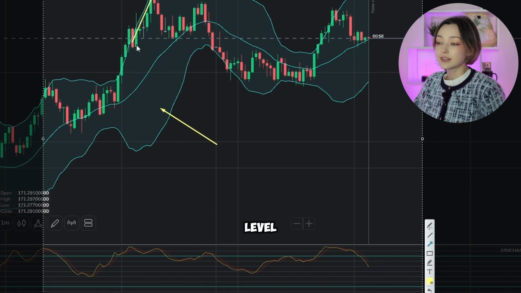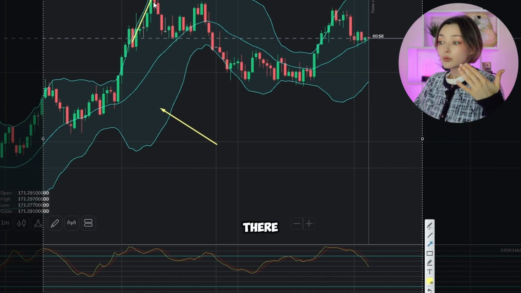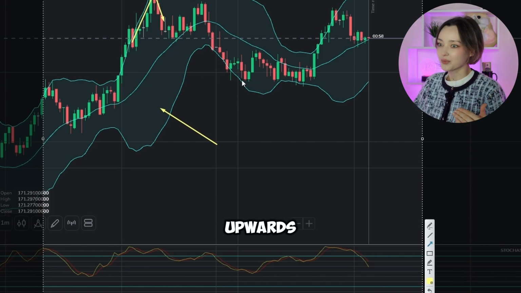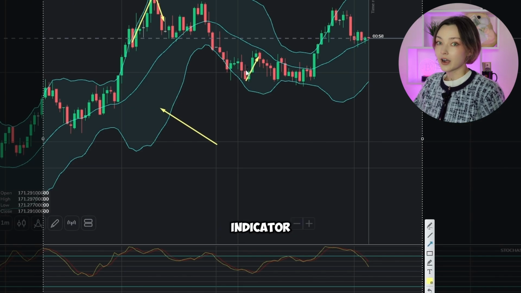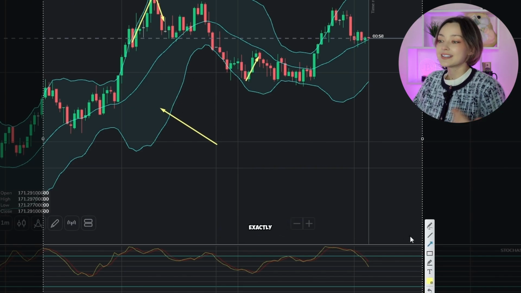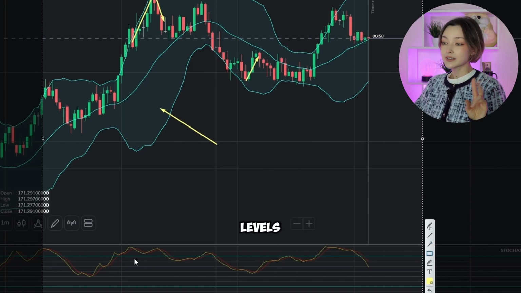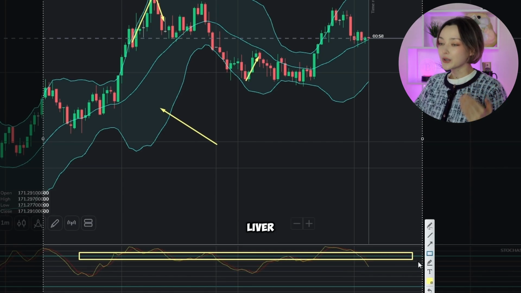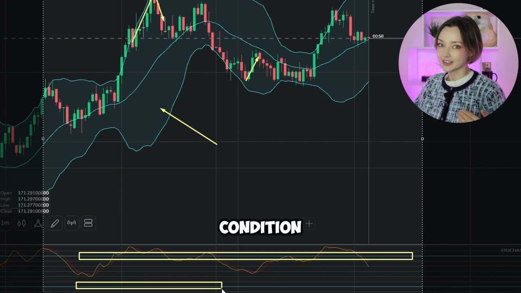The resistance level is at the top, and from there we open trades downwards, whereas the support level is at the bottom, and at that point we open trades upwards. The stochastic indicator, on the other hand, helps us decide when exactly we've got to open a trade. The stochastic indicator shows us two levels. The upper level is the overbought condition area, and the lower one is the oversold condition area.